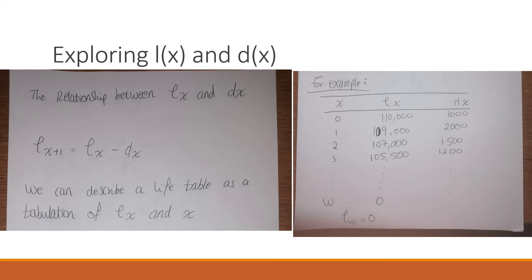Again, we're starting with L0 at 110,000, and at age 0, 1,000 people die. So L1 becomes 109,000, and then 2,000 people die at age 1, so L2 becomes 107,000, and so on. Of course, we tabulate these entire life tables until there is no one else still alive. We typically denote that age with w, and we know for a fact that Lw will always equal 0, because eventually everyone will unfortunately die. So that's a little bit about the basic relationship between lx and dx.